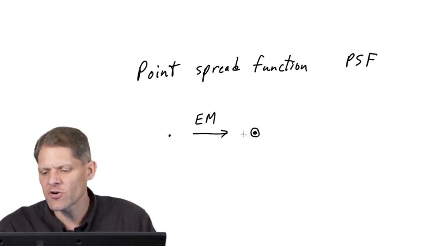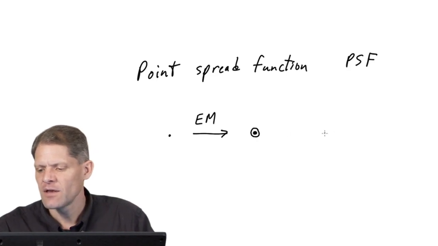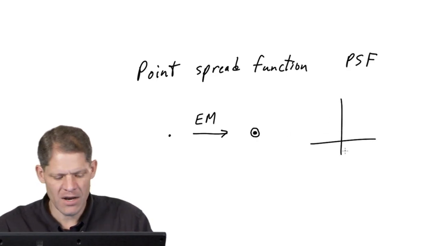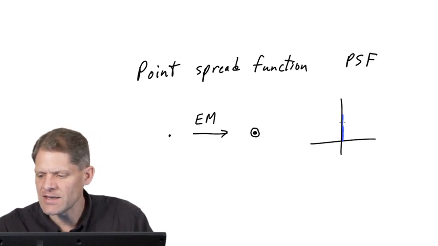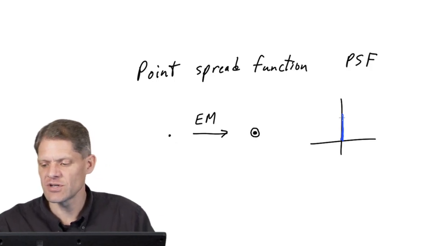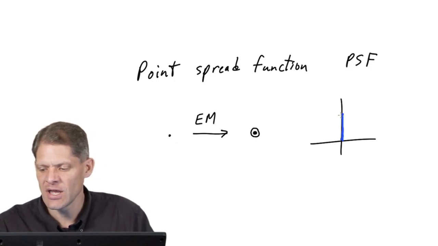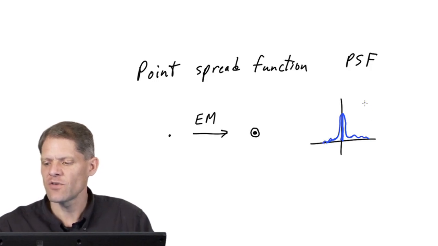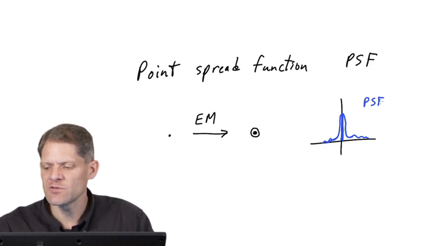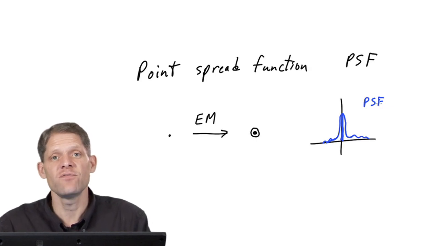If we were to draw a cross-section through that and plot it, instead of looking like a delta function, if we took an image of a delta function, instead it would look like a point with some spread, and it might even have some fringes around it. And so that's the shape of that is what we mean by the point spread function.